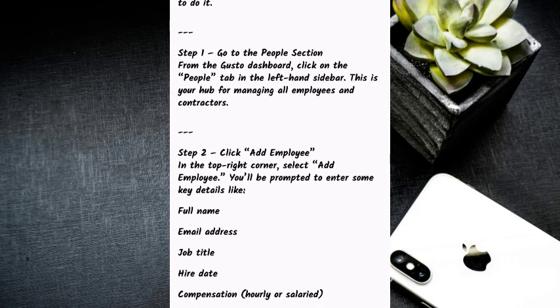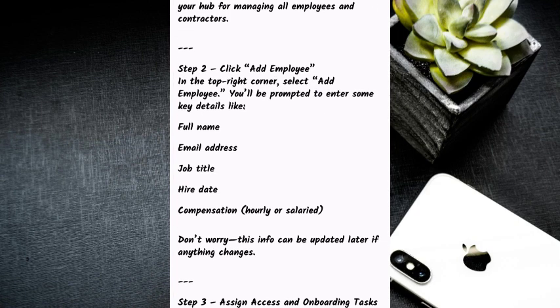Step 2, click Add Employee. Now in the top right corner, you want to select Add Employee, and you're going to be prompted to enter some key details like full name, email address, job titles, hire dates, and compensation. Don't worry, this info can be updated later if anything changes.